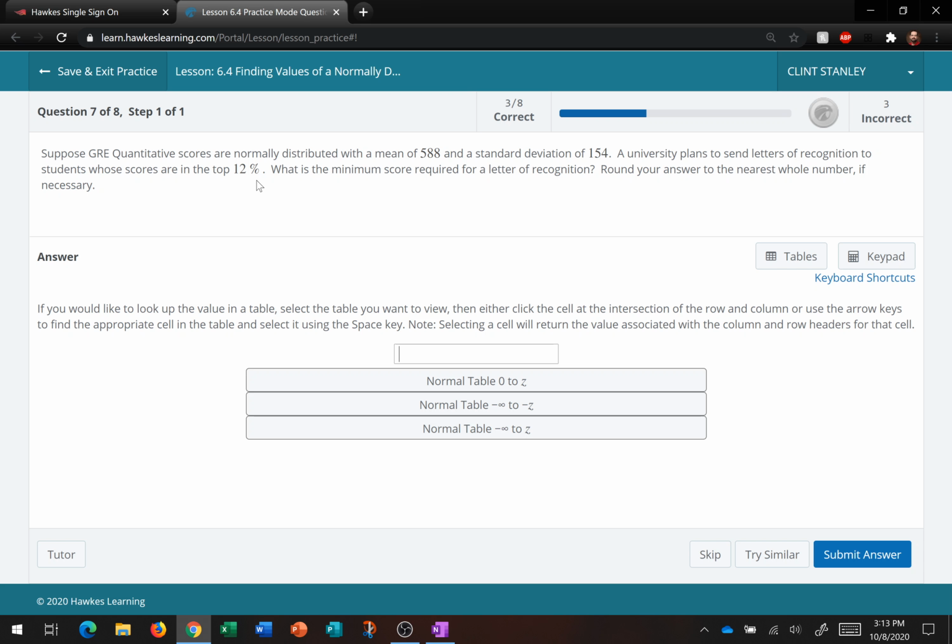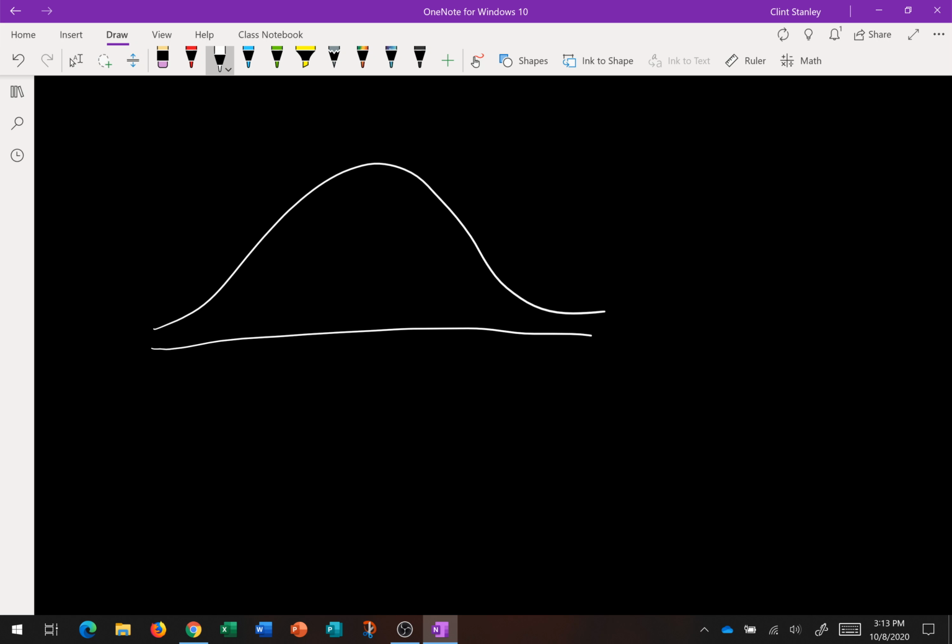Okay, so first we've got to figure out what Z value represents the top 12%. So we don't even care about the mean and the standard deviation right now. First, we're going to start with Z. We got to find our Z that matches the top 12%. So top 12%, that means that when we look at our distribution of scores, there's some Z up here, and if it's in the top 12%, that means there's 12% of the area to its right, or 0.12 of the area to its right. That's top 12%.